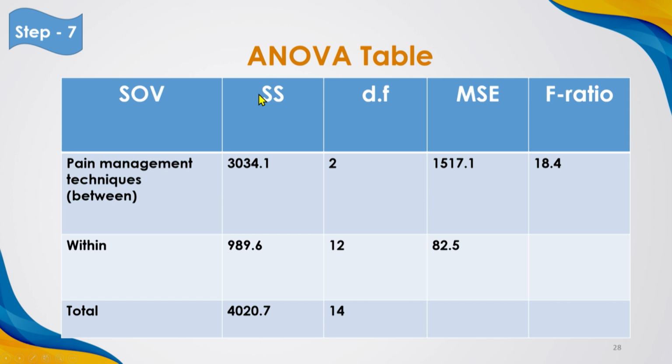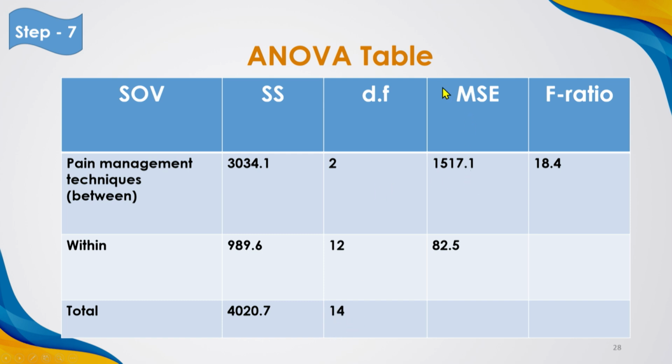Moving to the second column, it is the sum of squares that we calculated: between treatment 3034.1, within variation 989.6, and the total sum of squares is 4020.7. The degrees of freedom related to the intervention is 2, because we had 3 treatments, 3 minus 1 is 2. Error degrees of freedom is n minus k, total observations minus the number of treatments, so we have 12. Total is 14, because we have 15 observations, 15 minus 1 is 14.